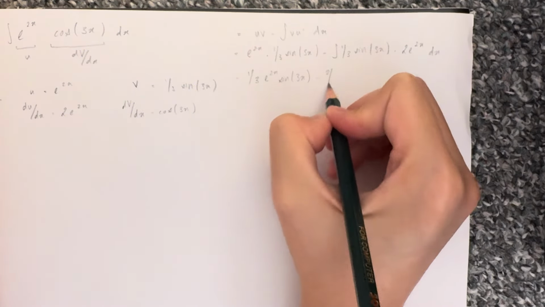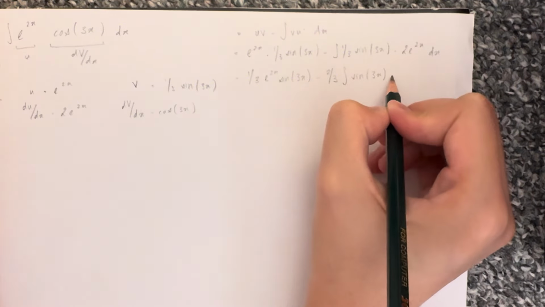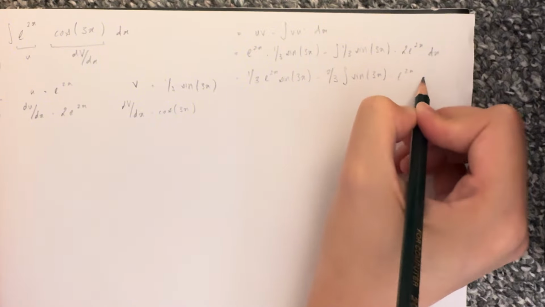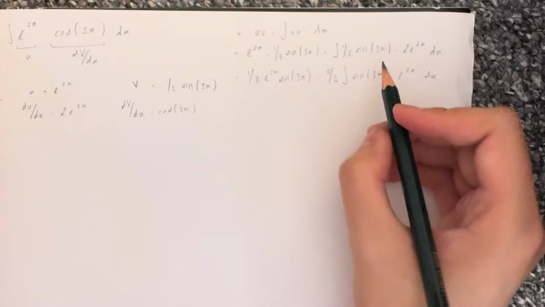Now we move our constants so they can exit the integral, and now we're left with another complex form to antiderive with respect to x. But we will have no problem integrating it because it's pretty much in the same form as our original function.